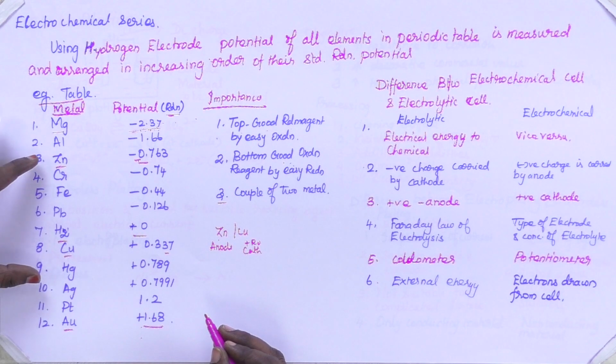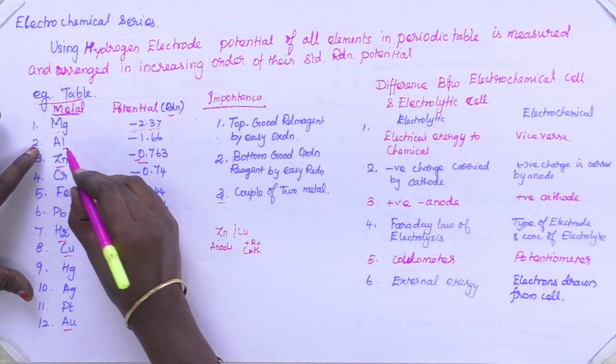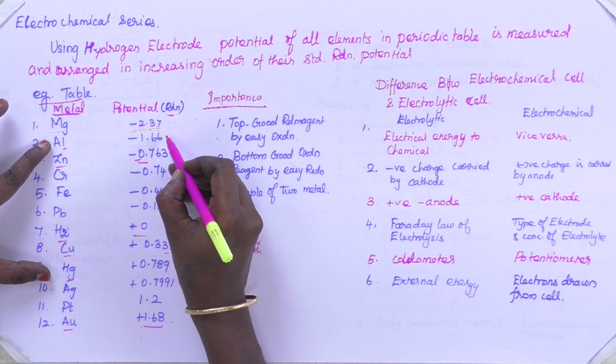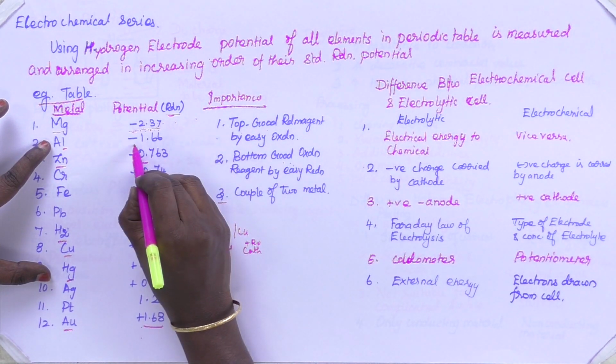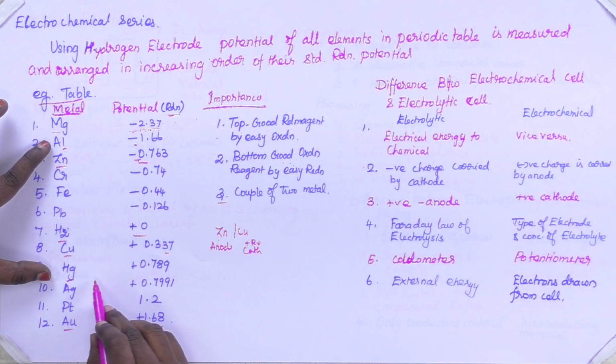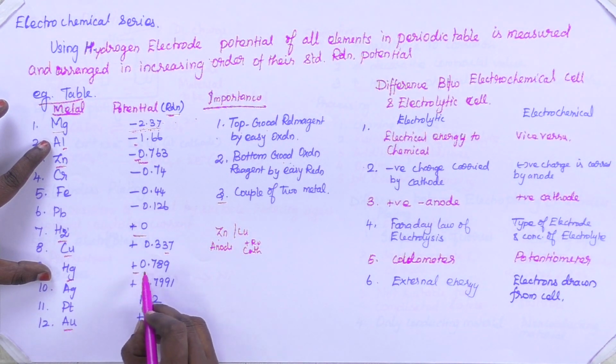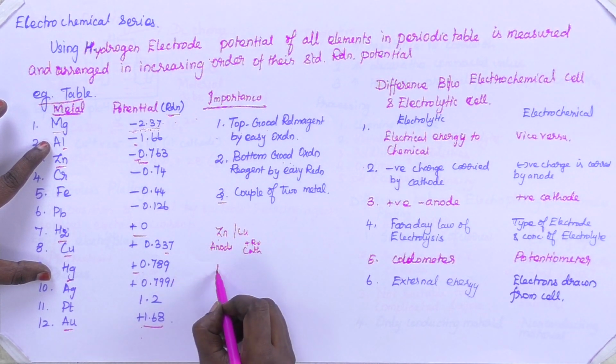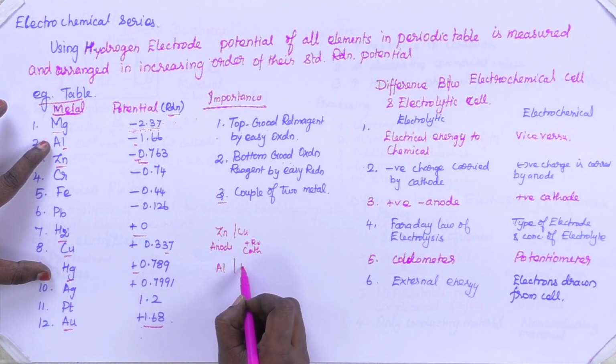So when you couple any metal, for example you couple aluminium with mercury, aluminium always acts as an anode because it has a negative reduction potential. Mercury, which has a positive one, acts as a cathode. So if you couple aluminium and mercury, they show an anode and a cathode.